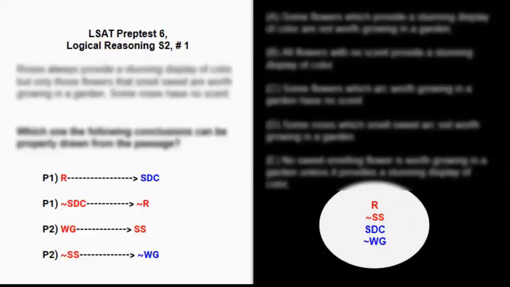E says no sweet smelling flowers, which is no SS, which is not sweet smelling, is worth growing in a garden unless it provides a stunning display of color. We're going to do a lesson on how to translate unless, but what you want to do is interpret unless as if not. So that means if they're sweet smelling, then they're worth growing in a garden and it has a stunning display of color. Well, we can't derive that either, because we only know something if they're not sweet smelling. So that's also wrong.